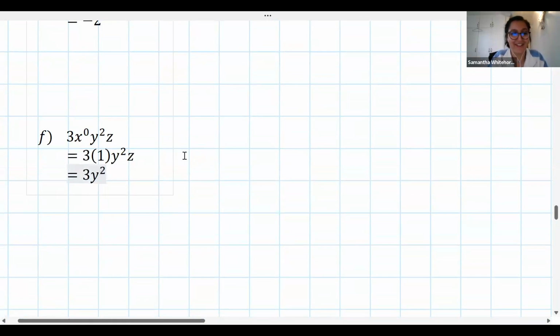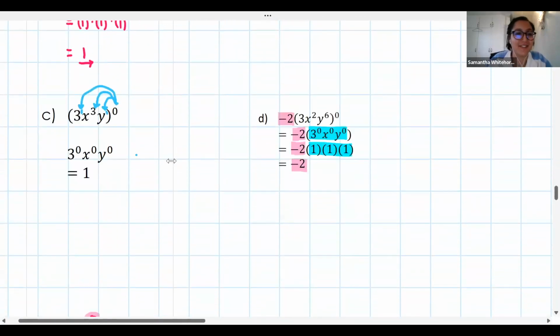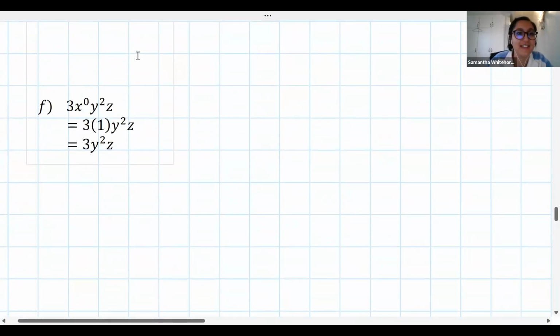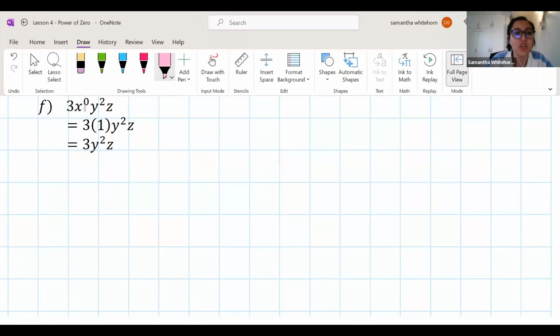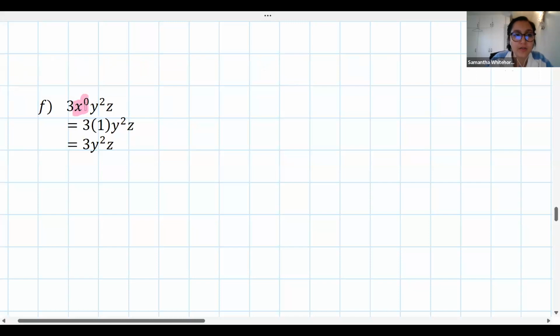Oh, golly, thank you. I appreciate the giggle because I'm there. All right, so guys, exactly. Once again, it is only this x that has the power of 0. There is no bracket, so there is no distribution. So it is only that x to the power of 0 that becomes 1. As Alicia said, everything else stays exactly as it is. It's not been affected in any way. 3 times 1 is still 3, so we've got 3y squared z. Right, and that is where I'm done.